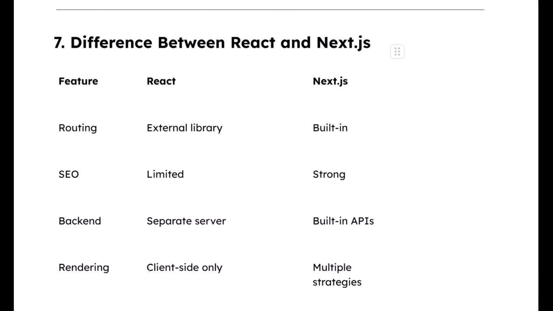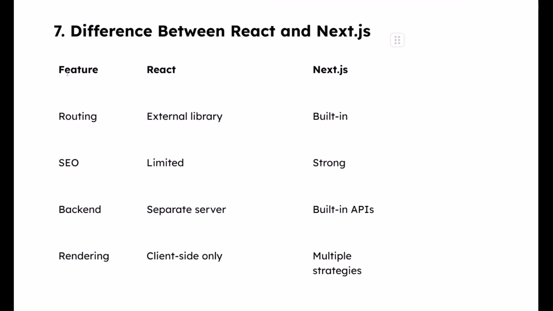Now, what is the difference between Next.js and React.js? You can simply say that in React.js, for routing we need external libraries. Here we get built-in methods. If we talk about SEO, React has limited options for SEO, but it has a strong base for SEO in Next.js. For backend, React.js creates a separate server, and in Next.js we have built-in APIs. And for rendering, we get client side only in React, and here we get multiple strategies in Next.js.